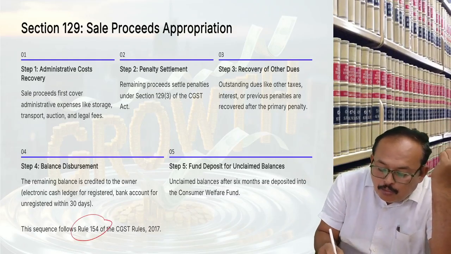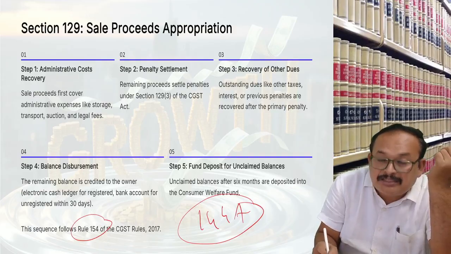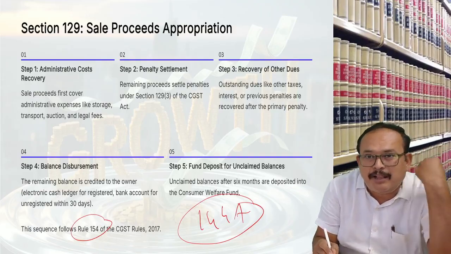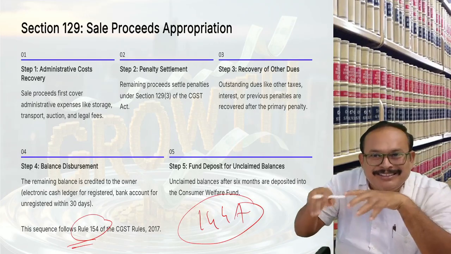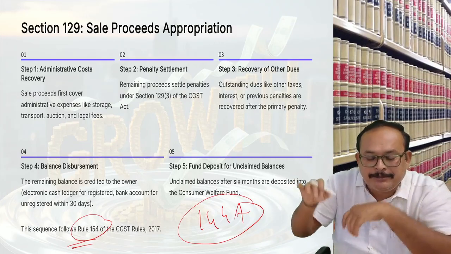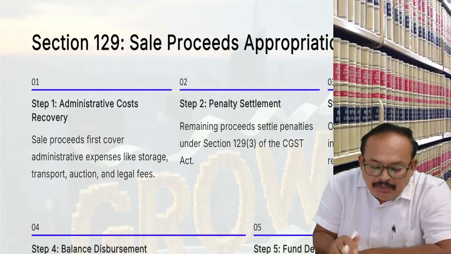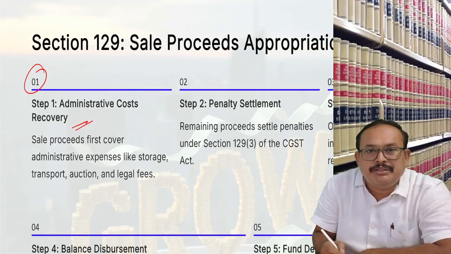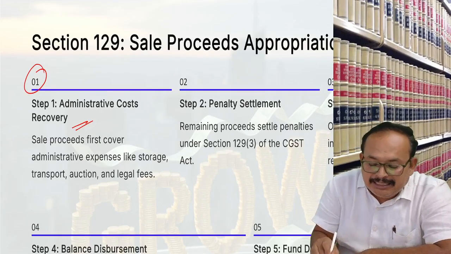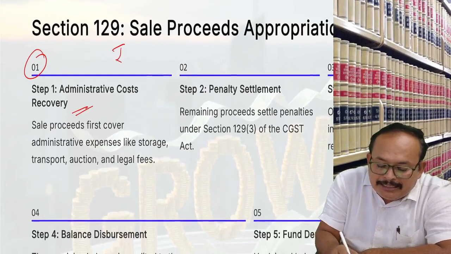Rule 154. Rule 144A is about disposing and getting the payment. Rule 154 talks about the piecemeal distribution. The amount that is collected should be distributed. How? First priority, administrative cost, recover.